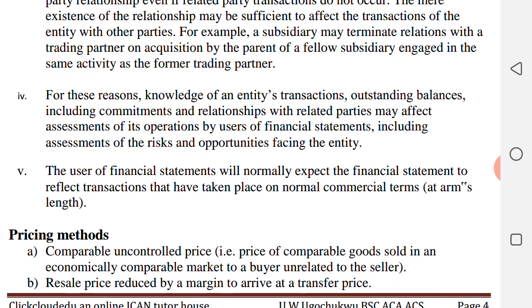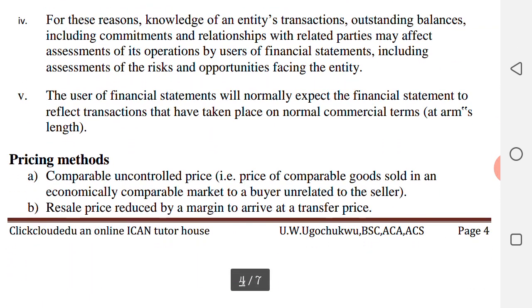The users of financial statements will normally expect the financial statements to reflect transactions that have taken place on normal commercial terms. So those at arm's length. So that is the reason why we must disclose related party transaction.